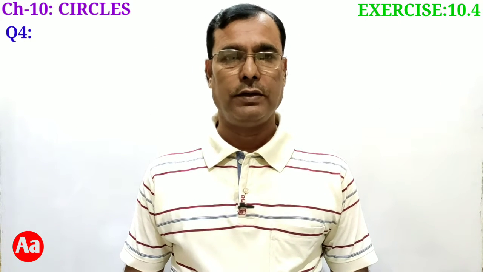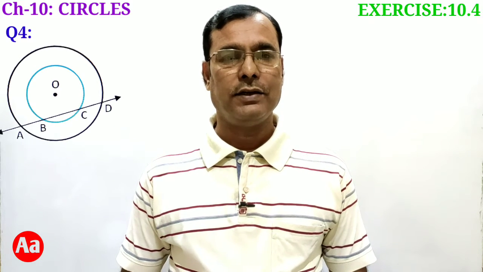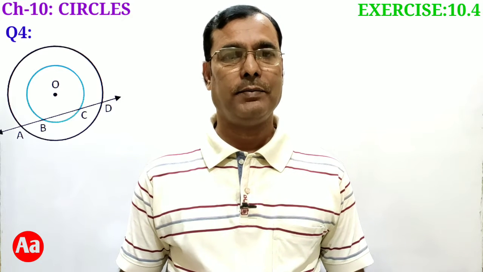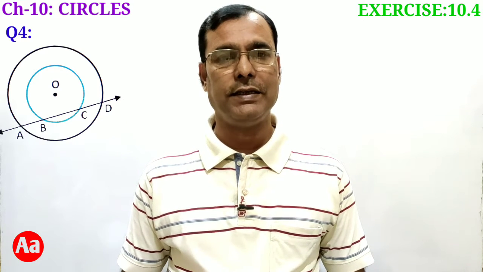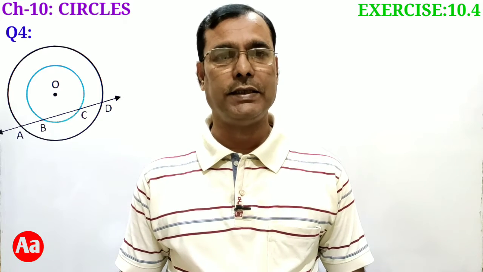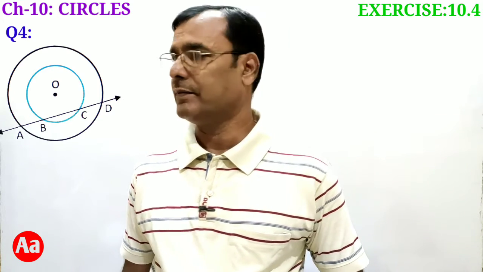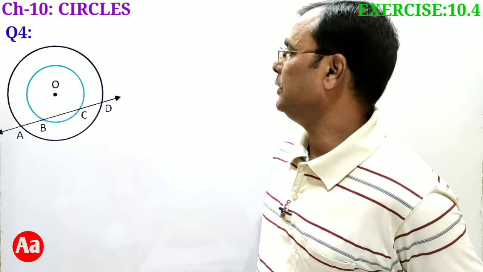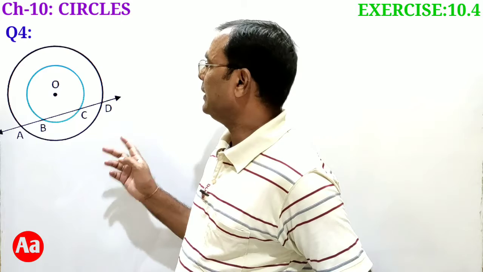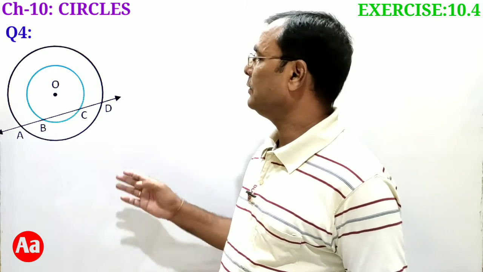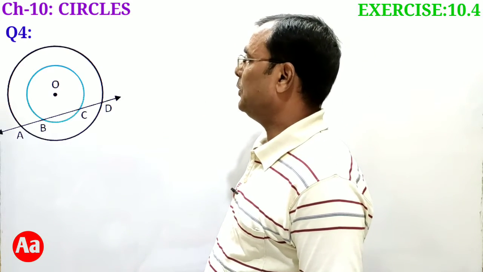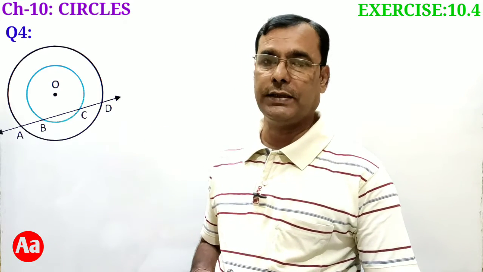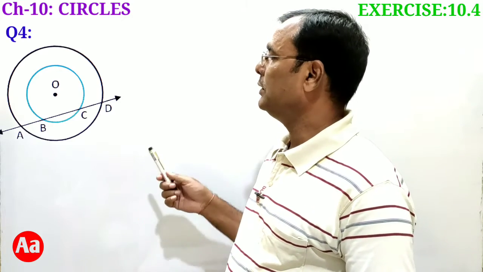Question number 4. If a line intersects two concentric circles with center O at points A, B, C and D, then prove that AB equal to CD. In this figure, there are two concentric circles with center O, and a line is intersecting two concentric circles at points A, B, C and D. We are to prove that AB is equal to CD.